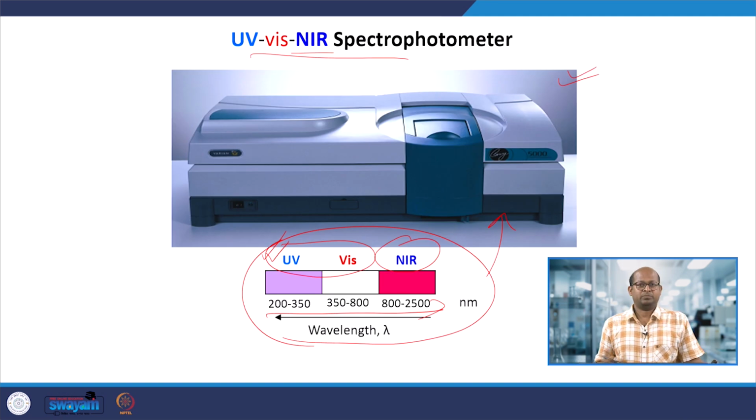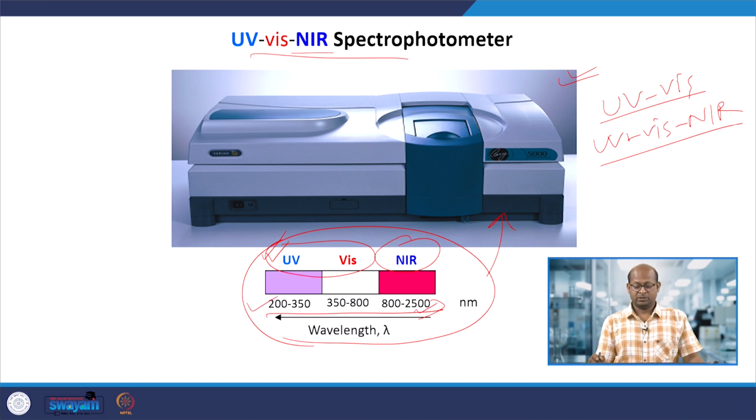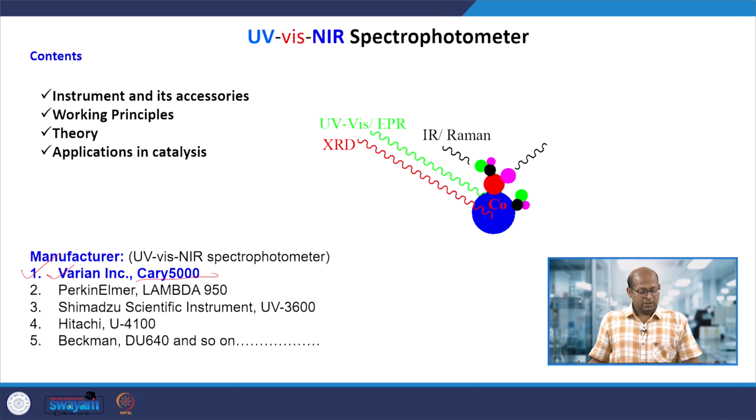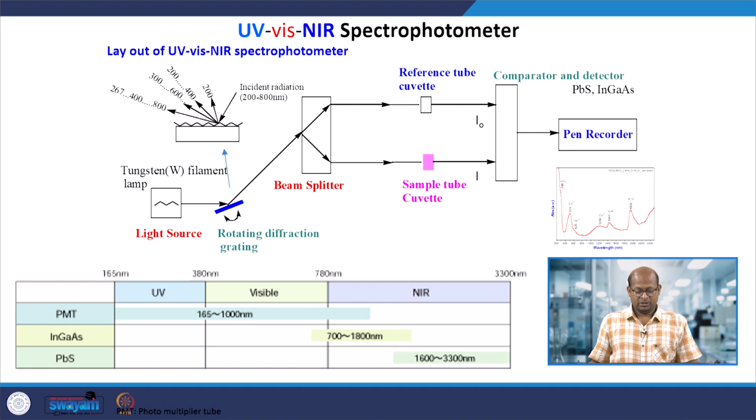Depending upon the manufacturer and available equipment, we can get either UV-vis or UV-vis-NIR. Depending upon the range, the full range is 200 to 2500 nanometers, and UV-vis is 200 to 750 nanometers. Within those wavelength ranges we can use them. The basics have already been discussed.